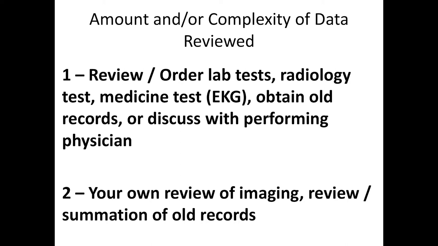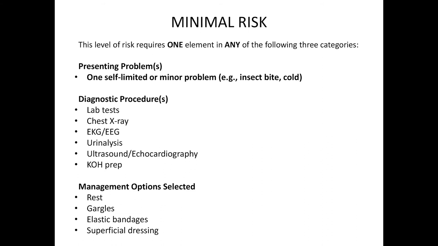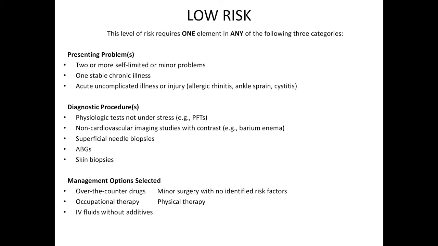And then finally, we have risk. How do you know what level risk you have? Now we're all the way at the bottom right of that grid, and you have to read through these. If you have any of the things that are listed here, it's minimal. And then the easiest one to me is the very first thing. 1, self-limiting or minor problem gets you minimal. You can read through these. 2 minor or 1 chronic gets you low. And I'm not going to take the time to read all these bullets. You can read them yourself.